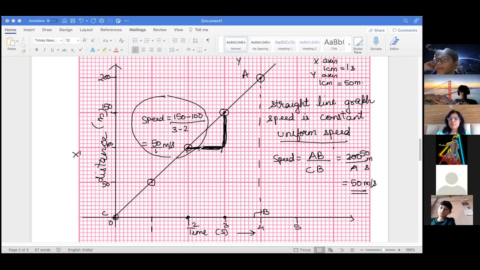Ma'am, for the first case, the formula you wrote is AB upon CB. So AB is the perpendicular, na? No, the formula is actually perpendicular upon base. Yes. Means 200 upon 4 because 200 is the height.